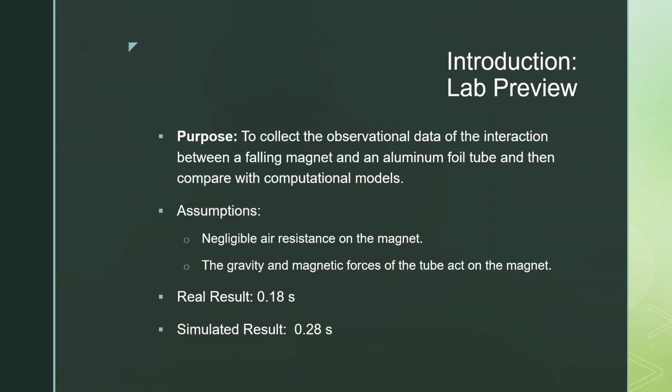The purpose of this lab was to analyze how a magnet falls through an aluminum tube, comparing real-world data to simulations. We assumed negligible air resistance, focusing on only gravity and magnetic forces. Interestingly, our observed fall time was 0.18 seconds, while our simulation predicted 0.28 seconds, a discrepancy we'll investigate further.